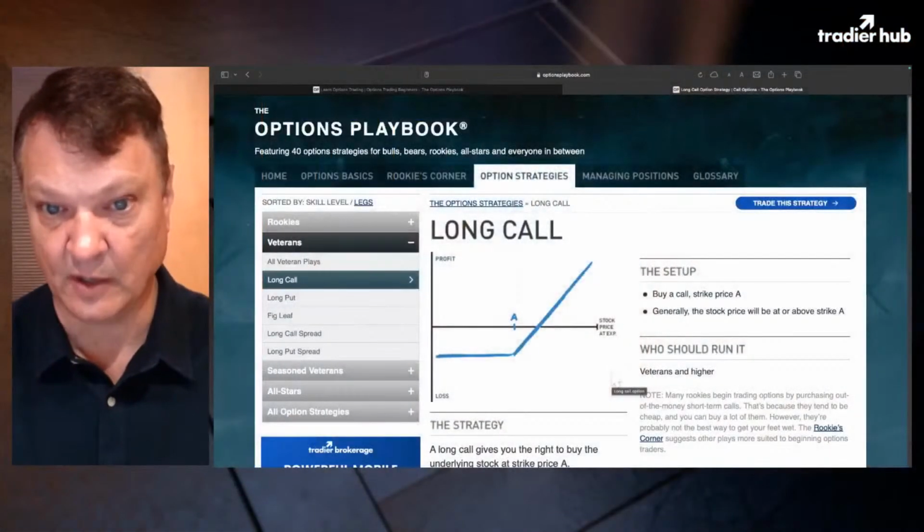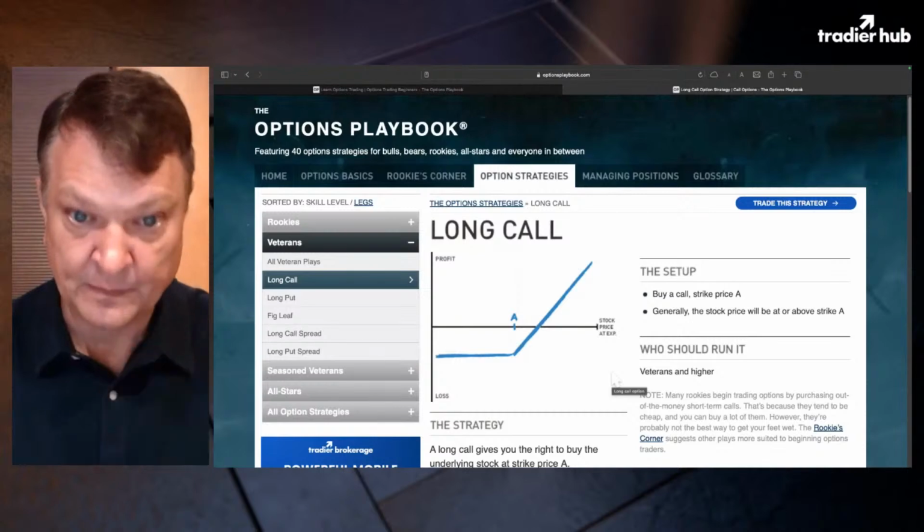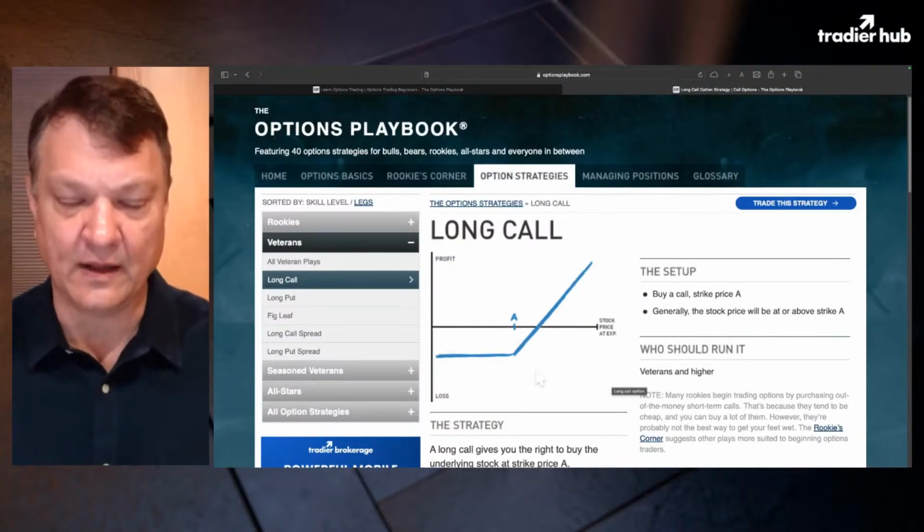So let's use the Options Playbook website, which is the book that I wrote, optionsplaybook.com, and we'll start with the most basic trade that is out there, just a long call. Let's jump to the Options Playbook right now.